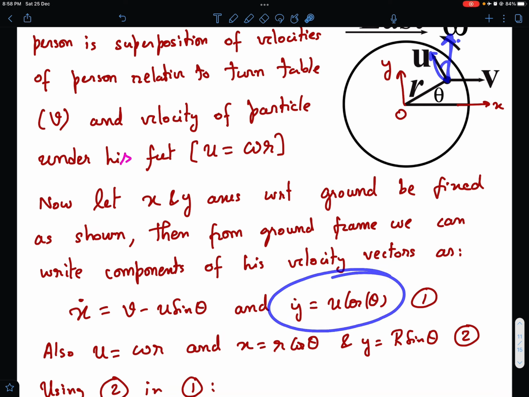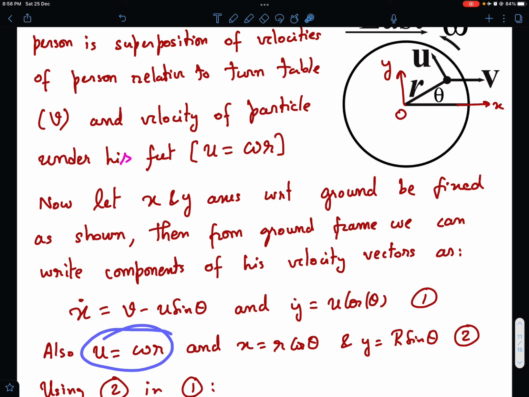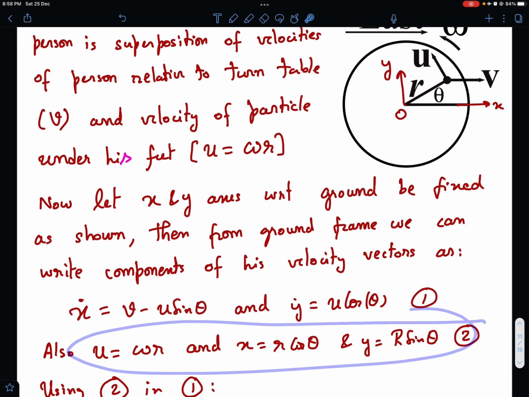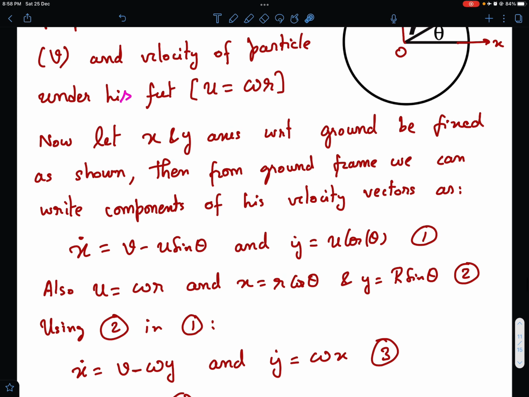So y dot is u cos theta. Okay, and u is of course equal to omega r, and x can also be written as r cos theta, and y can be written as r sin theta, as you can see from the figure. Okay, so now if I use this equation 2 in 1, I can write x dot as v minus omega y. Why? Because x dot is v minus u sin theta.